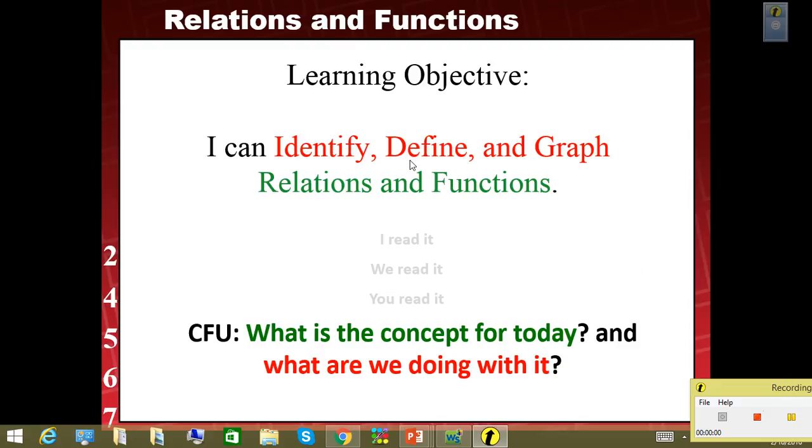And title your notes Relations and Functions. Copy that. All right, here we go. So, today we're going to be looking at relations and functions. Before we get started, write down these steps, please.